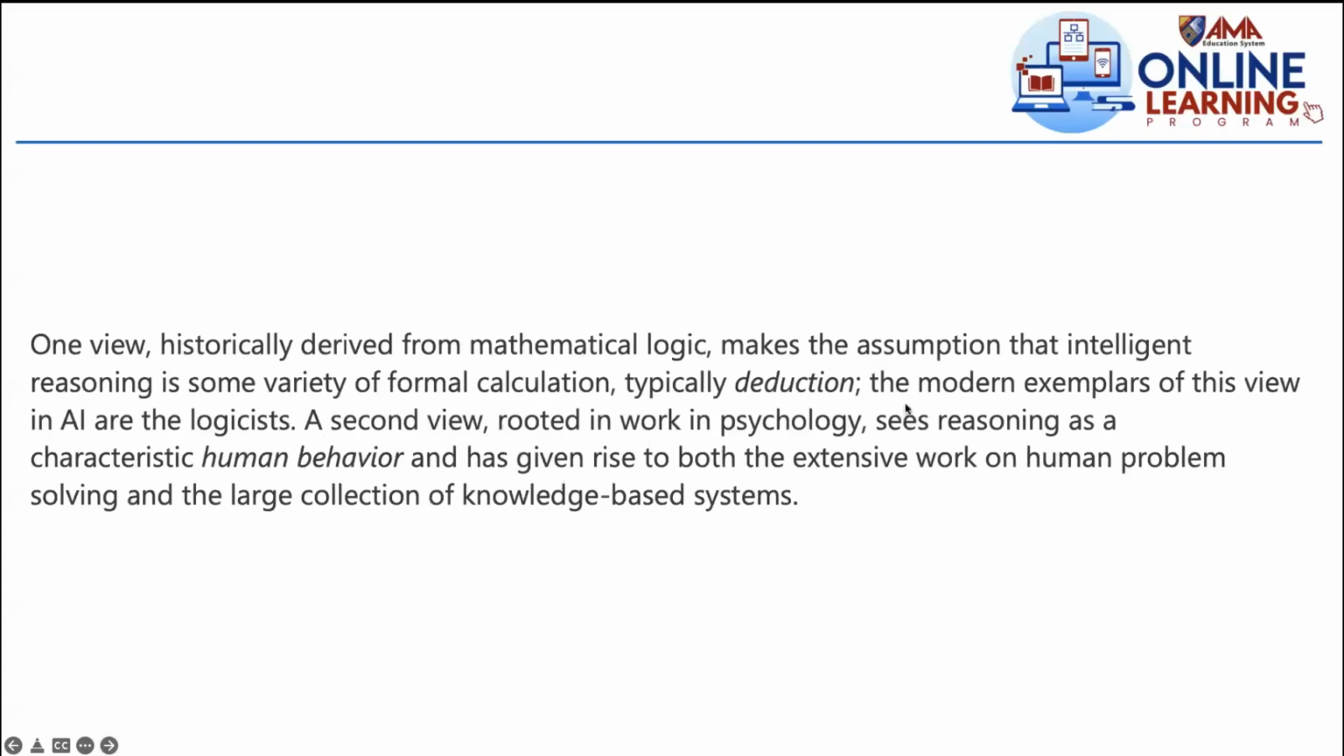So the modern exemplars of this view in AI, again, the third time around I mentioned the context, are the logicists. So you'll be the one to decide this. Or is it the second view, which is rooted in psychology? This views reasoning as a characteristic human behavior and has given rise to both the extensive work on human problem solving and the large collection of knowledge-based systems. Now, just like the selection of the knowledge representation technique, the task at hand will help you decide which of these views of intelligent reasoning to use, which one of these 5 or more, as I mentioned, there can be more. It depends on the task at hand.